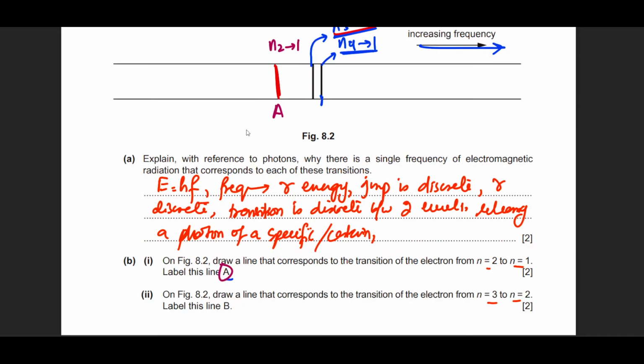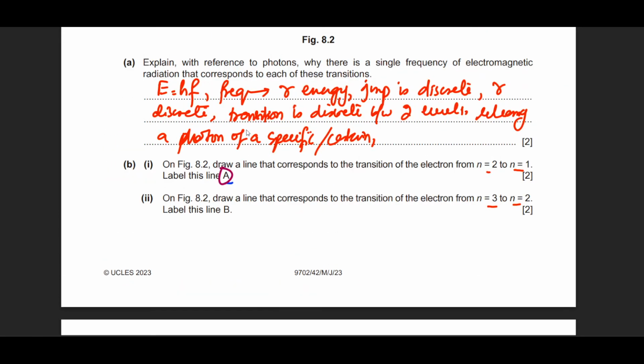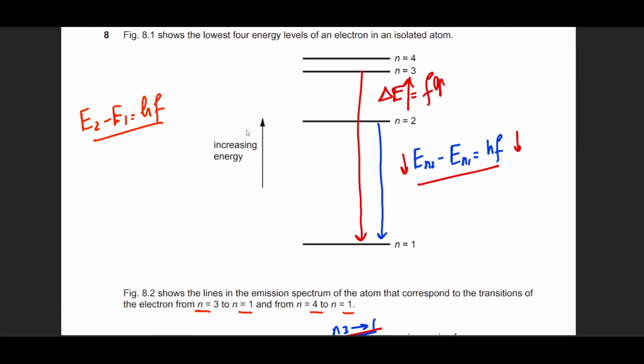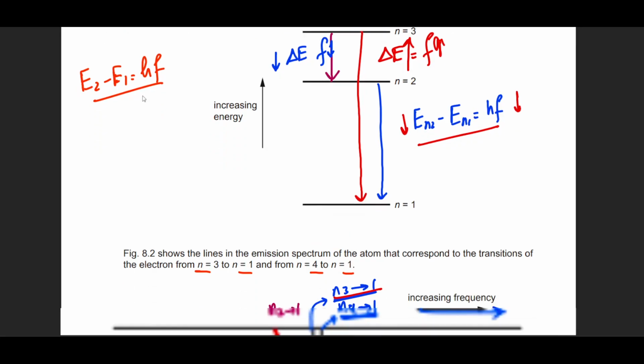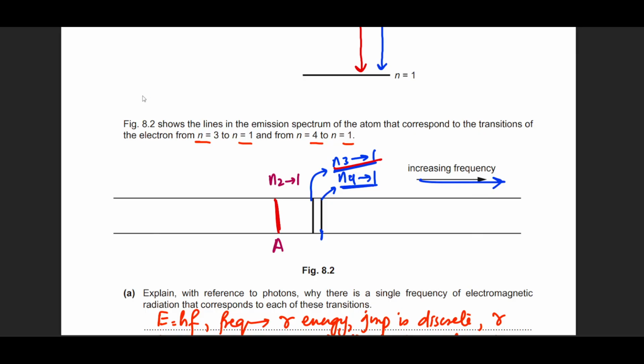Then he says to label the line B from N3 to 2. N3 to 2, what does that look like? So N3 to 2 has a smaller change in energy, so its frequency will be even smaller than this. So it should fall back a little bit more. It should be somewhere along this line. So this should be B.